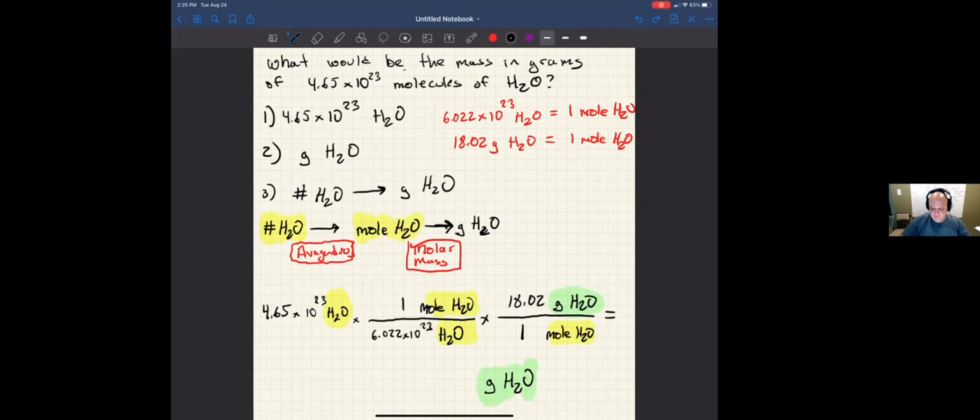So when I do the calculation and I round it to the correct number of significant figures, I get 13.9 grams of water as my final answer. Also, take a look just to show you that the units do cancel. The number of water molecules cancels with the number of water molecules in the first conversion factor. Moles of water in the first conversion factor cancel with moles of water in the second conversion factor, leaving us with the units of grams of water.